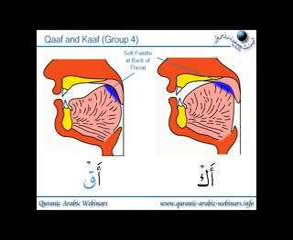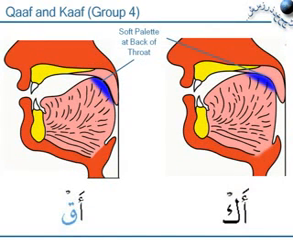Group 4 is moving up, so we're going from the bottom of the throat up and forward to the front of the mouth. So group 4 is qaf and kaf. This involves the back of the tongue touching the very back upper portion of your throat. So it's really to do with the soft palate. The qaf is slightly behind the kaf. So again, with the qaf, we have a slight echo.